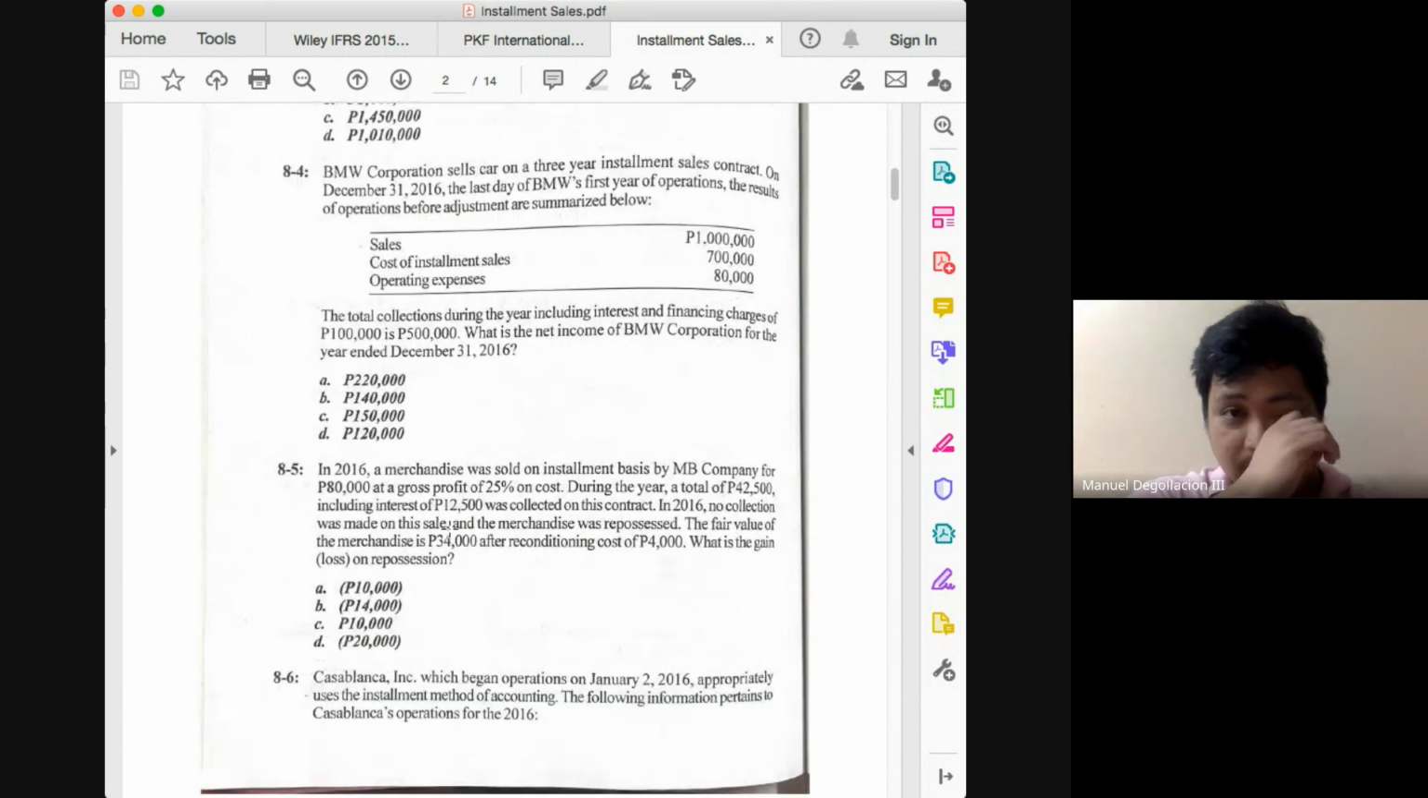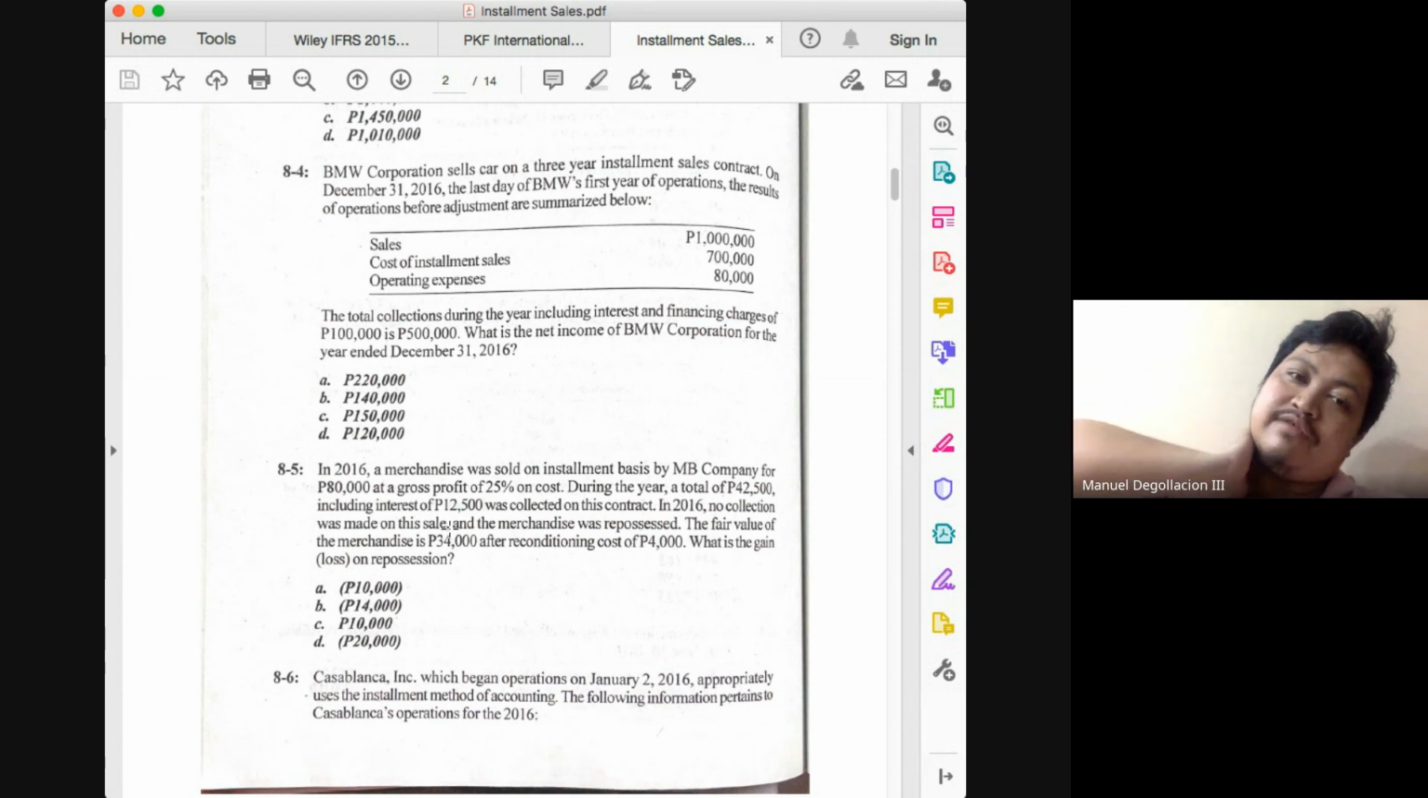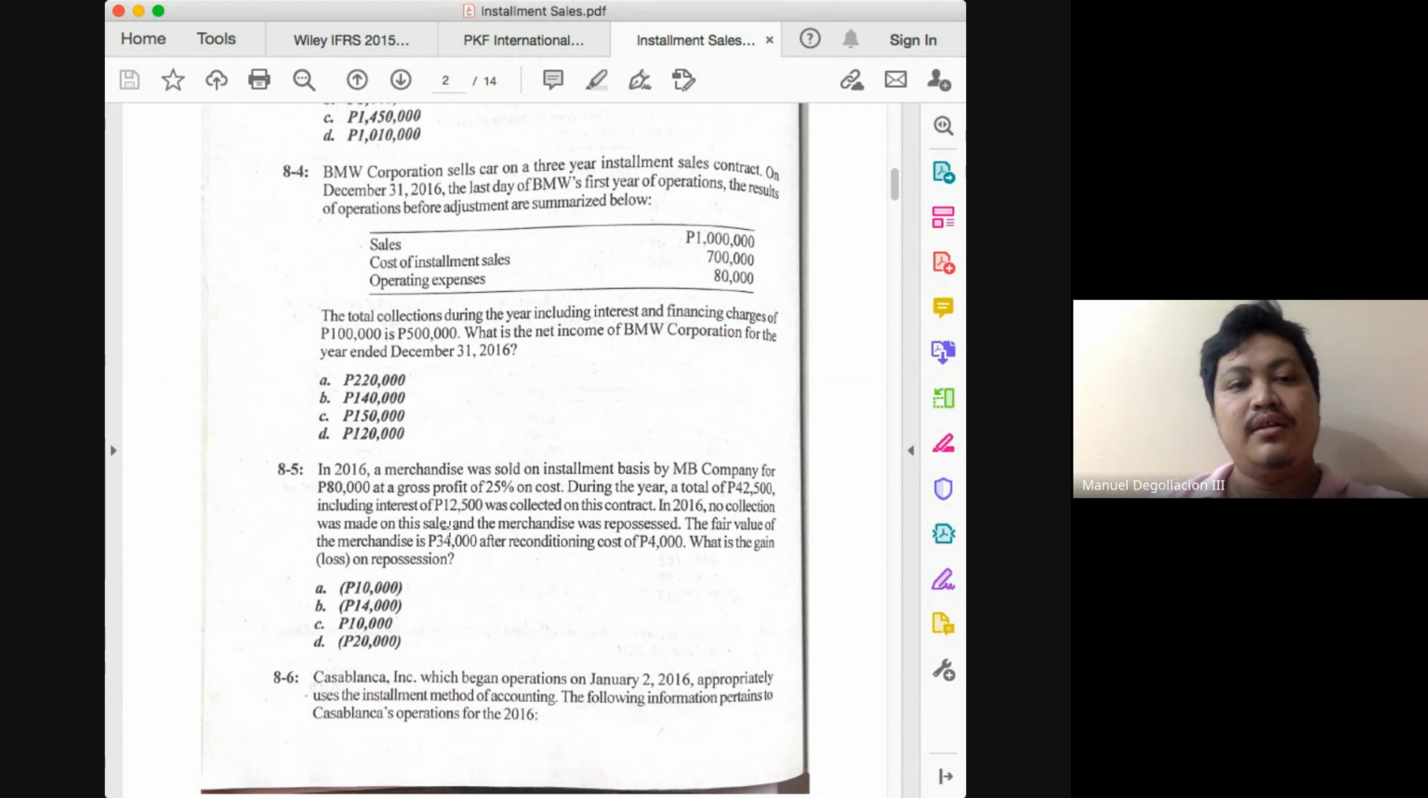8-4. BMW Corporation sells cars on a 3-year installment sales contract on December 31, 2016, the last day of BMW's first year of operations. Results of operations before adjustments are summarized below. The question here is, what is the net income? So we will have to take into account the expenses and other sources of income.